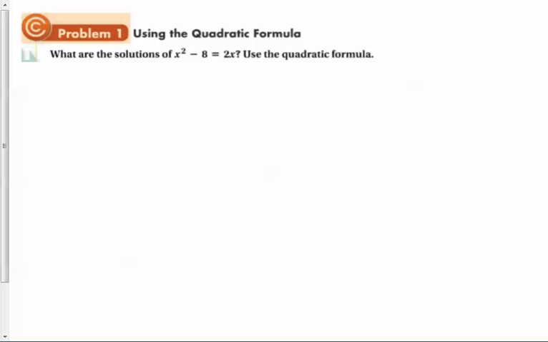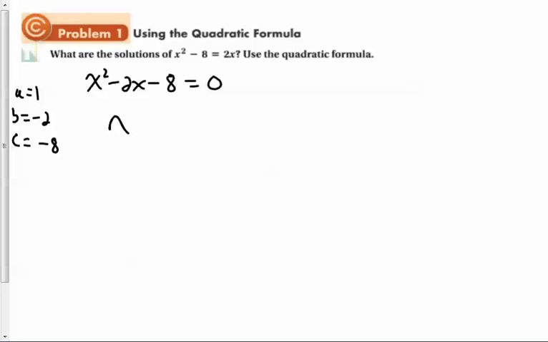The first problem: what are the solutions of x squared minus 8 equals 2x? Use the quadratic formula. Well, the first thing is, is it equal to 0? No, it is not. So I have to bring that 2x over by subtraction. So now I have this. Then I label my a, my b, and my c. My a is 1, my b is negative 2, and my c is negative 8.